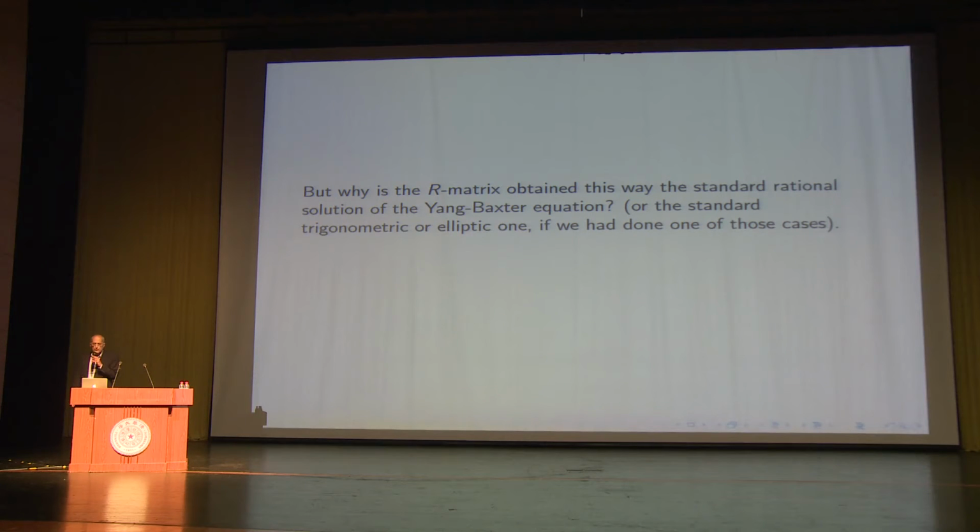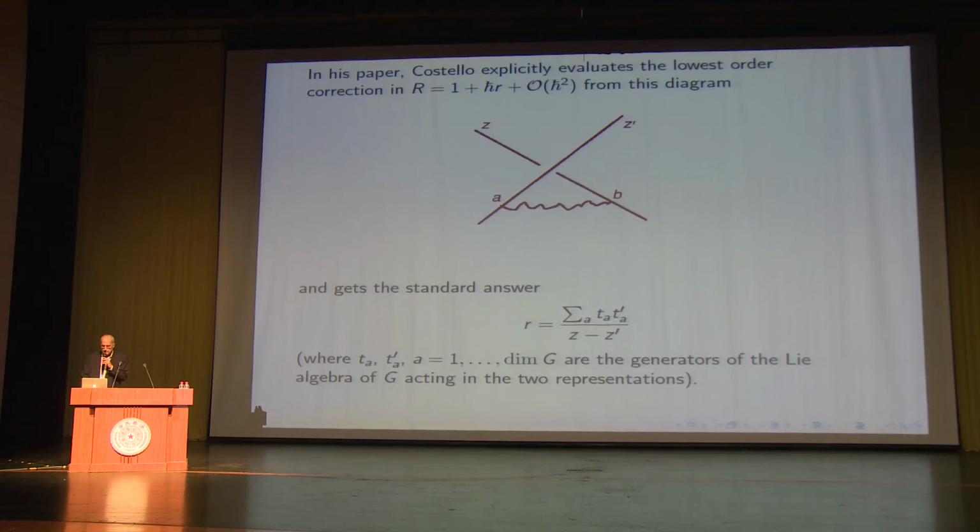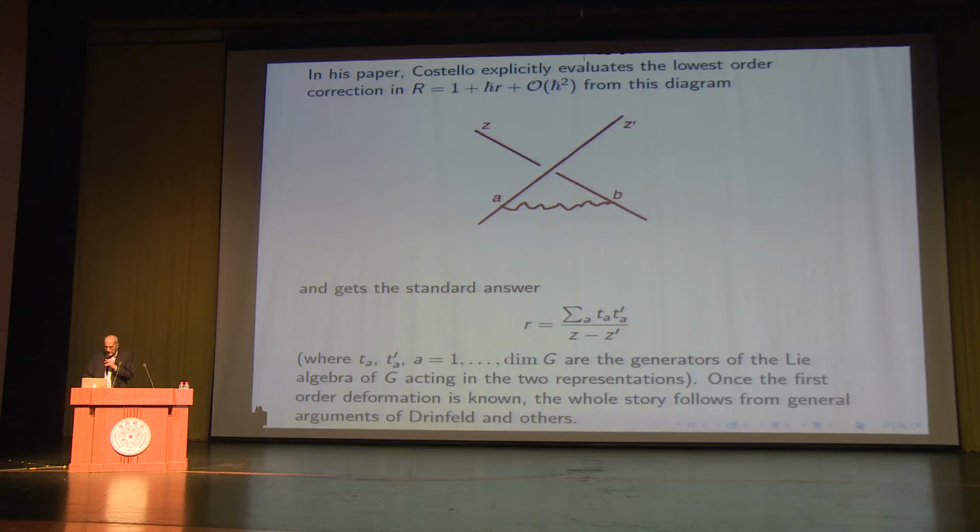But why is the R matrix obtained this way the standard rational solution of Yang-Baxter, or one of the other standard solutions if we did one of those cases? Well, Kevin already told you the answer in his talk, but I'll just very briefly state it. In his paper, he explicitly evaluates the lowest order correction that the R matrix is 1 plus H bar times something. The something is usually called little r. By explicitly evaluating this diagram, it's a nice and pretty calculation that he almost did for you in his talk, and you get the standard answer that you can find in all the integrable systems papers. And then, once the first order deformation is known, general algebraic arguments about the Yang-Baxter equation imply that the whole solution is uniquely determined by the leading correction.